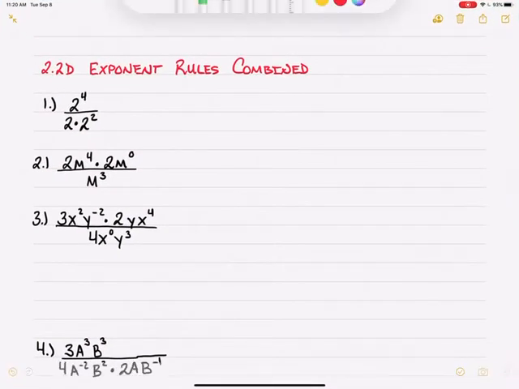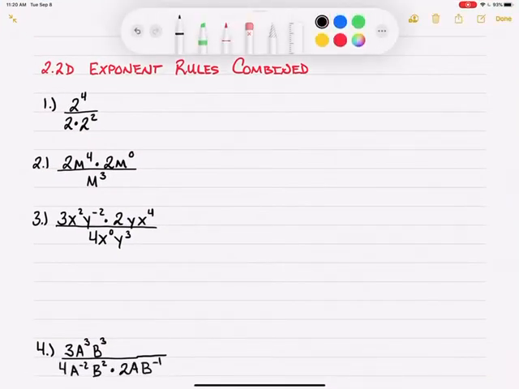Alright guys, today we're going to take a look at what happens when you combine exponent rules. So in all four of these examples, there's multiple rules. There can be the product rule, the quotient rule, the zero rule, or the negative exponent rule. It just depends on what we see. That will determine what we do.